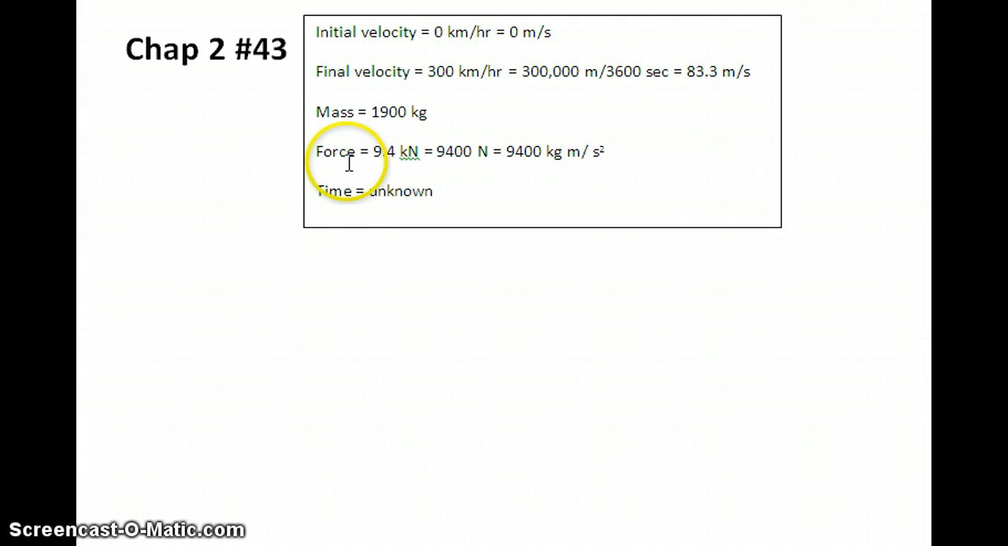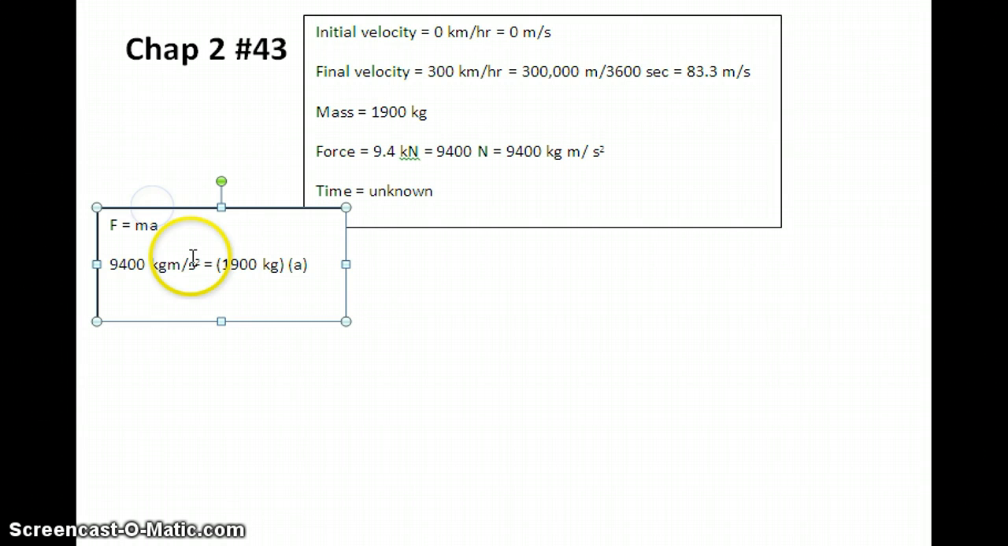So let's think about this. We're given force, we're given mass, we're given some of the components for acceleration, initial velocity, final velocity, and we're asked to solve for time. So this is a perfect setup for Newton's second law to come into play. Newton's second law says that force equals mass times acceleration.